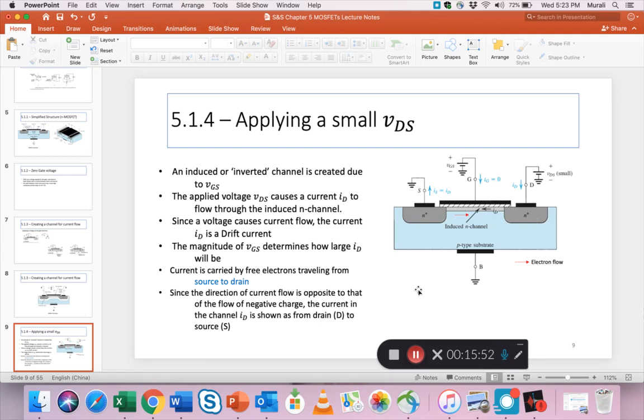And remember, normally we take the flow of current in a circuit to be from the positive to the negative, right? Which is opposite to the flow of electrons, which are always from negative to positive. So basically, the external current ID, which is also shown in this direction, is opposite to the electron flow. Okay, so that's the last point. Since the direction of current flow is opposite to that of the flow of negative charge, the current in the channel ID is shown as from drain to source, but actually the electrons are flowing from source to drain. Okay.